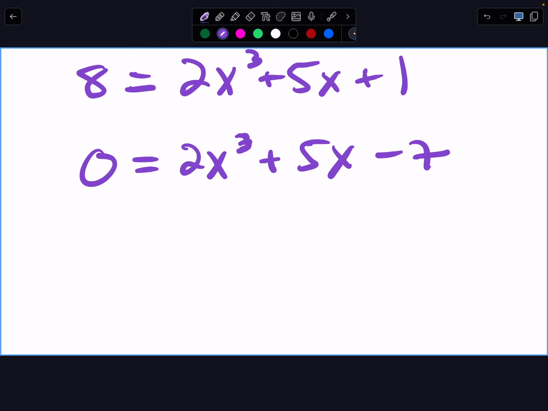Unless you know Cardano's formula. It's kind of like the quadratic formula for cubics. It's just the cube root of negative q over 2 plus the square root of q squared over 4 plus p cubed over 27, plus the cube root of negative q over 2 minus the square root of q squared over 4 plus p cubed over 27. Simple. Don't have a song for that one though. Maybe that's why we don't teach it. We never learned that.